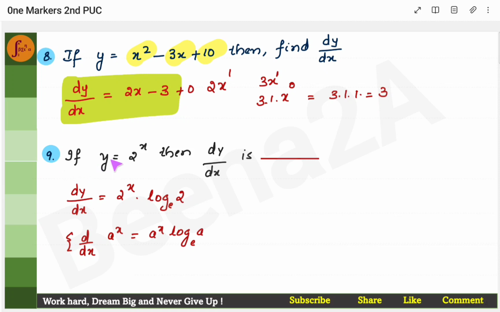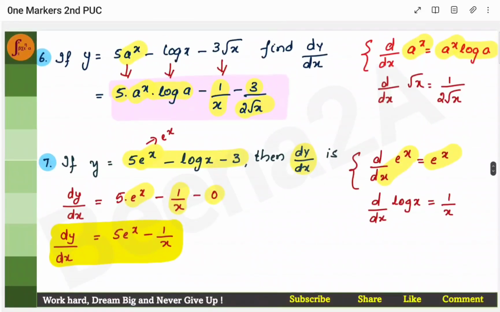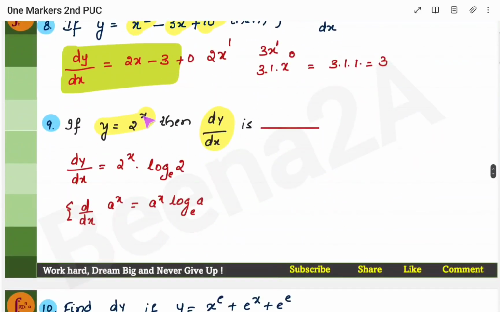Next one. If y is equal to 2 to the power x, then find dy by dx. Now this is the same as a to the power x. We saw this problem, right? We had a to the power x. Instead of a to the power x, we have 2 to the power x. Now there, a is a number. You can always assume a as a number, a constant. And here we have 2 to the power x. So what is the derivative of a to the power x?